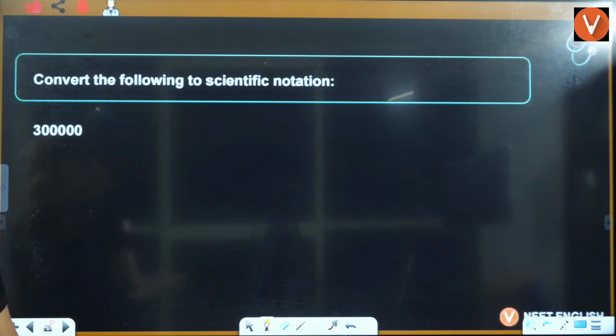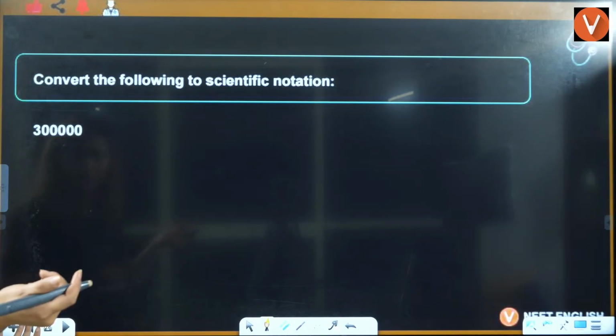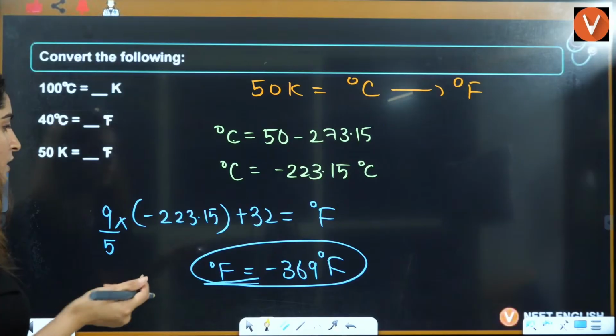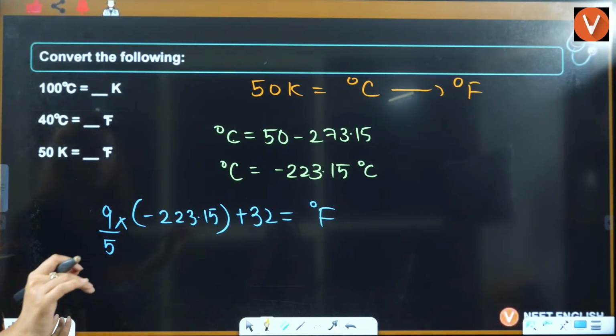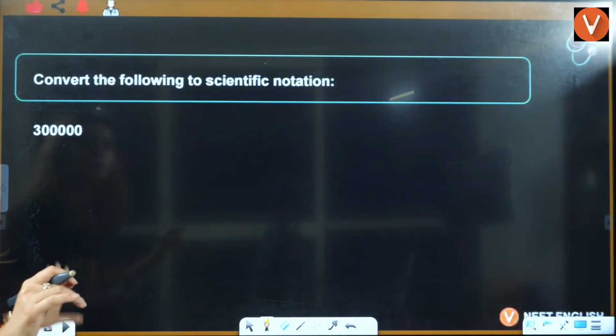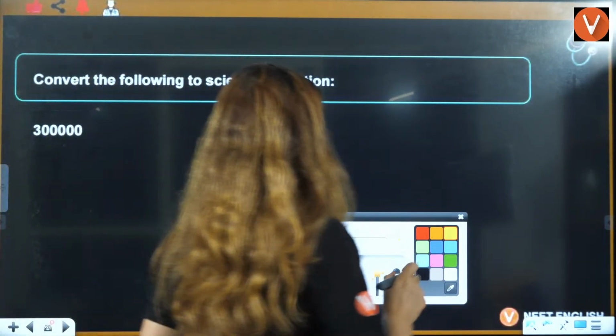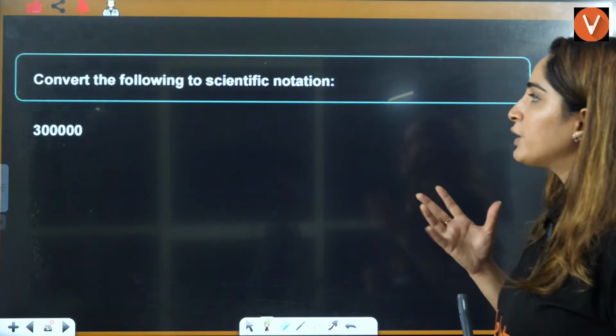If it is coming out to be minus 433.58 Fahrenheit, then I think I might be wrong, right? So I'm not going to write the answer here. Do the calculation yourself, okay? Chal. Now, let us talk about this conversion here. Convert the following to scientific notation.